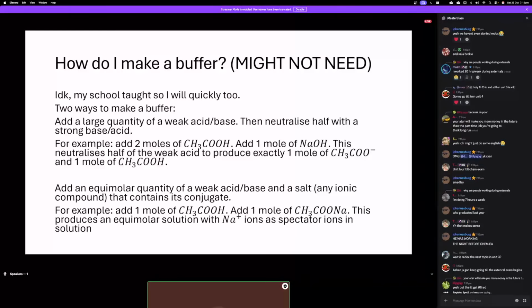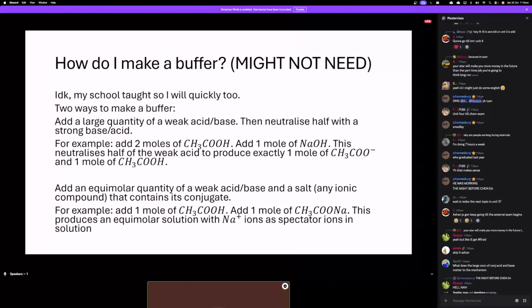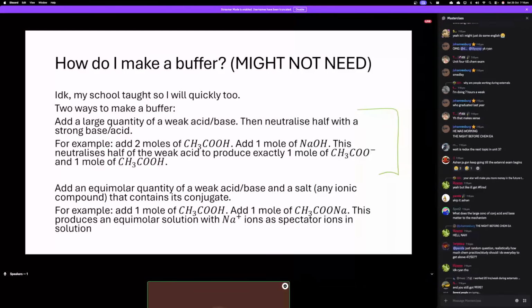Is redox the next topic? Yeah, redox is topic 2. External exam begins. Skip it. I want to cover the first bit. I will mention it later.